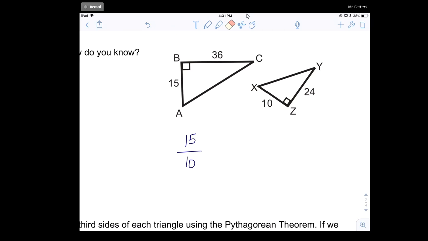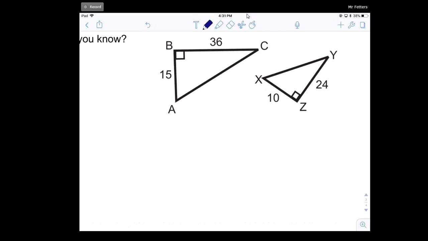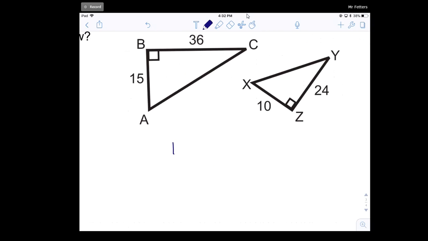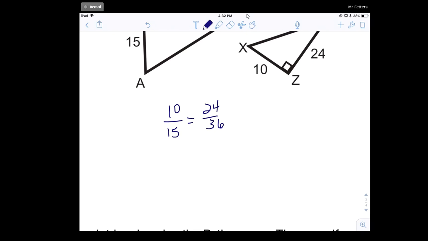Actually, let's go with the big triangle to the small triangle, or the small to the big. So let's say 10 and 15, their corresponding sides have the same proportion as 24 to 36. Okay, and if you wanted to, you can cross multiply, or you can just reduce this. 10 and 15, I can divide both by 5, so that's going to give me 2/3. 24 and 36, I can divide both by 12, so that's going to give me 2/3.